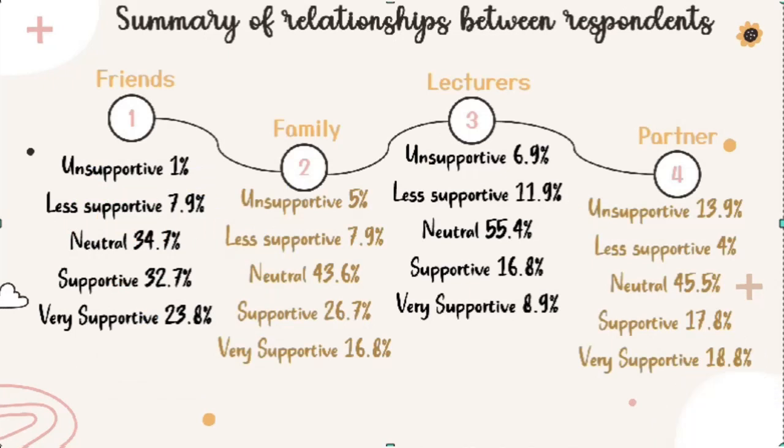Next, lecturers. 6.9% of the respondents received lack of support, while 8.9% out of 101 respondents received full support from their lecturers. For family, 5% declared that they are being unsupportive, and 16.8% say that they are being very supportive. Lastly, partners: 13.9% say that their partners are being unsupportive, and 18.8% declared that their partners are very supportive.